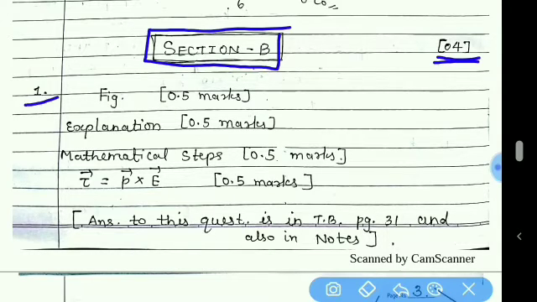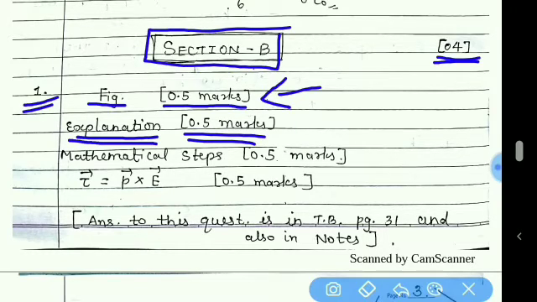In first one, the theory is given of an electric dipole placed in an external uniform electric field. So there is a figure which carries 0.5 marks. So if your figure is correct, then you can expect 0.5 marks. Now an explanation related to the figure. If you have written that explanation at least of 2 to 3 lines, then you can expect 0.5 marks for that.